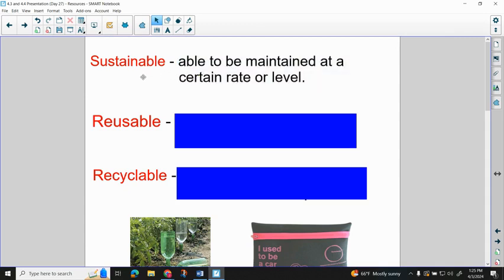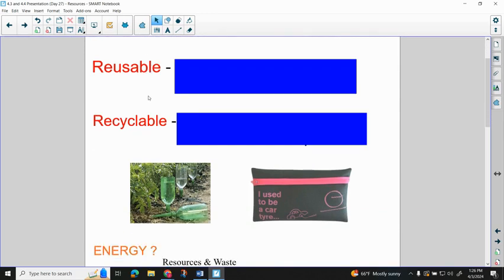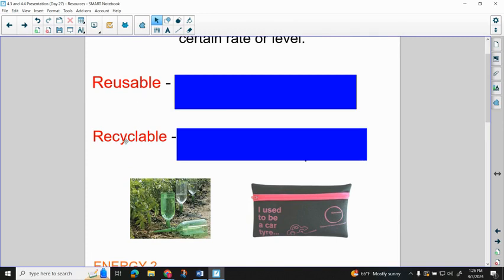So sustainable is this idea of being able to maintain a certain rate or level of using a resource without fear of it running out. So something that is sustainable is something that you can keep on using at the same rate without fear of it running out. And in the Lorax, they ran out of trees, right? They ran out of trees because they were hacking them down at a rate that way surpassed nature's ability to regrow.